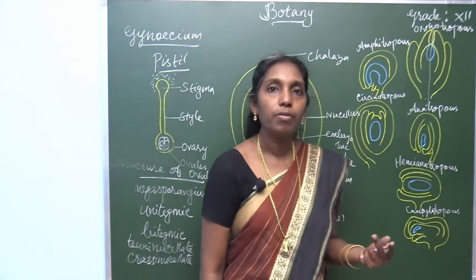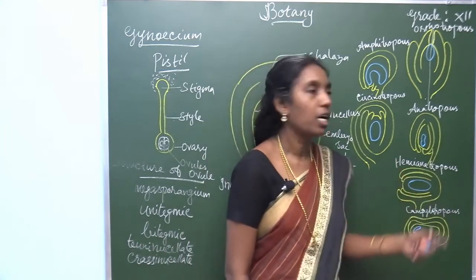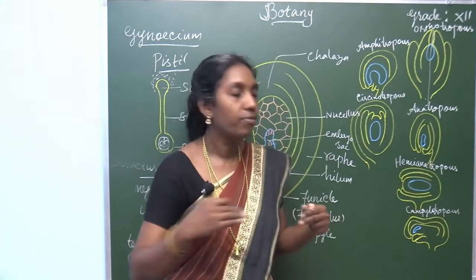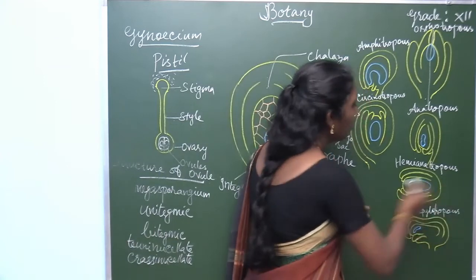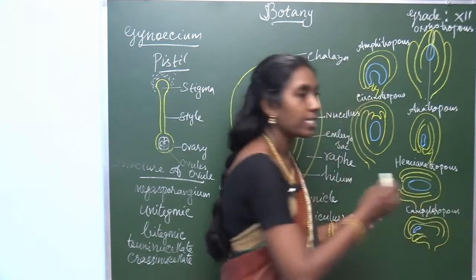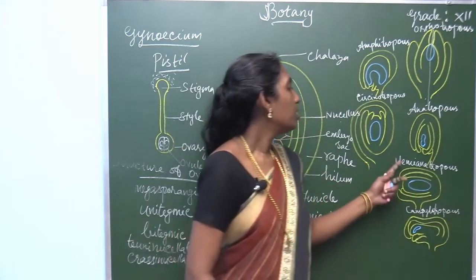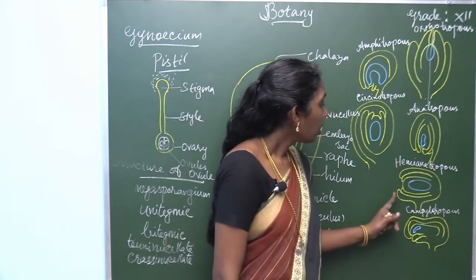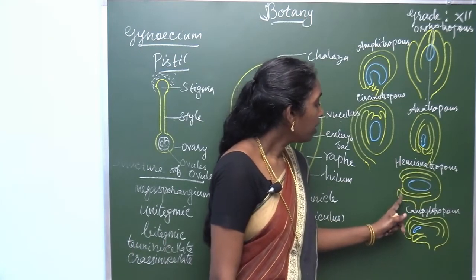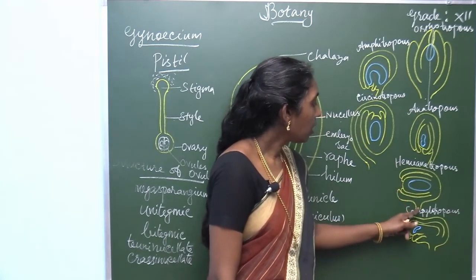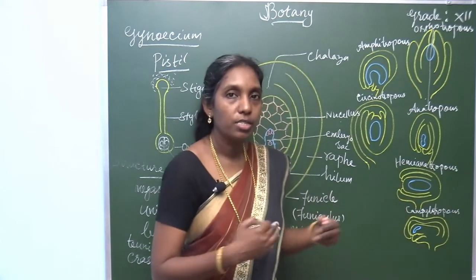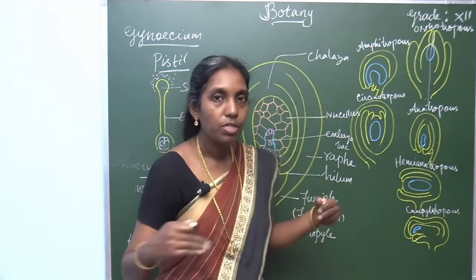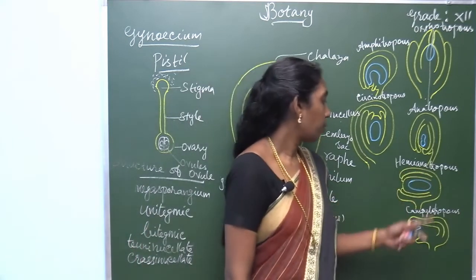And the third type of ovule is named hemianatropous ovule. Hemianatropous ovule is placed in a transverse position. Here also the micropylar region and the funicle are adjacent to each other, and the position is transverse, hemianatropous.